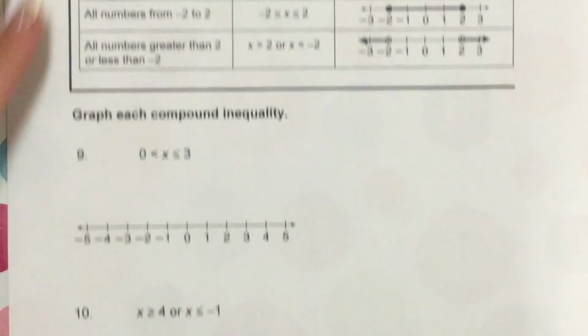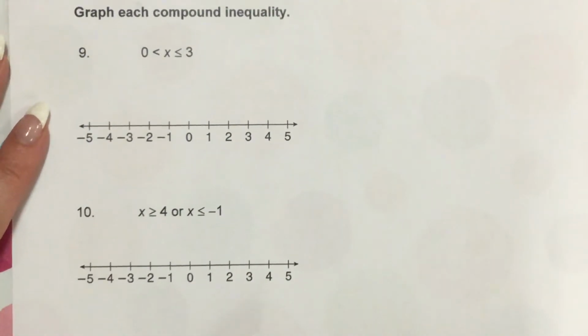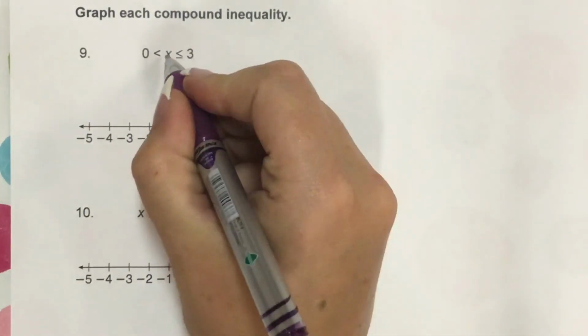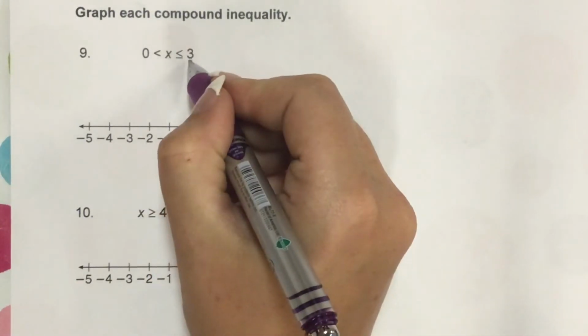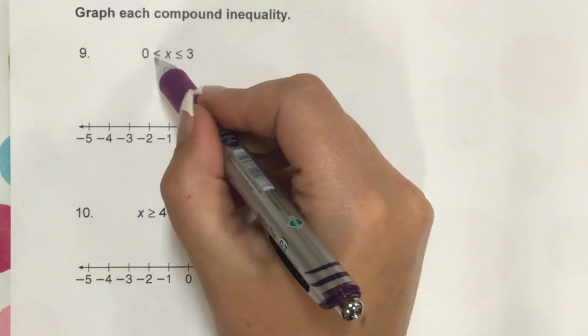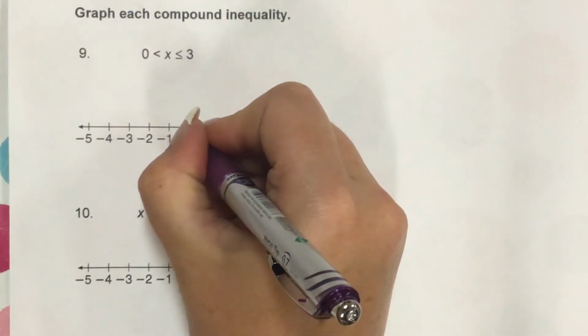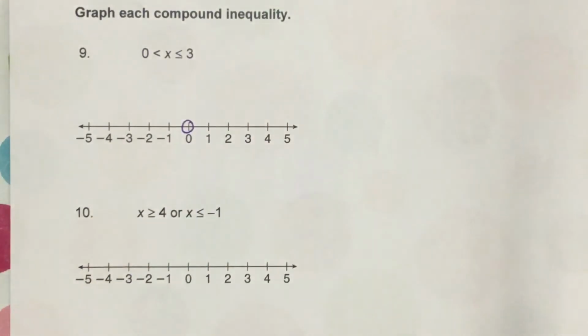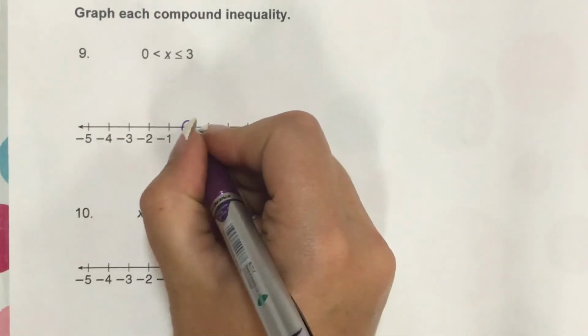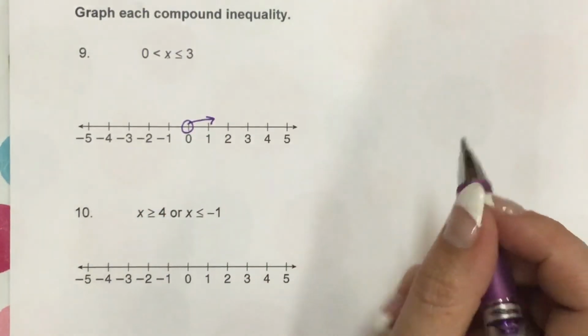So we're going to go ahead and graph each compound inequality. To do that, we're going to take one at a time. So if we look here, we have 0 and 3, okay? So x is greater than 0, so I'm going to go to 0, and I'm going to do an open circle because this signifies an open circle. So an open circle at 0, okay? And basically it's saying that x is greater than 0. So that means all the numbers that are greater than 0 are going this way, right, like that.